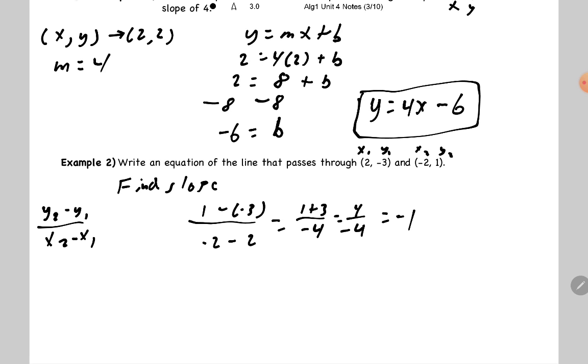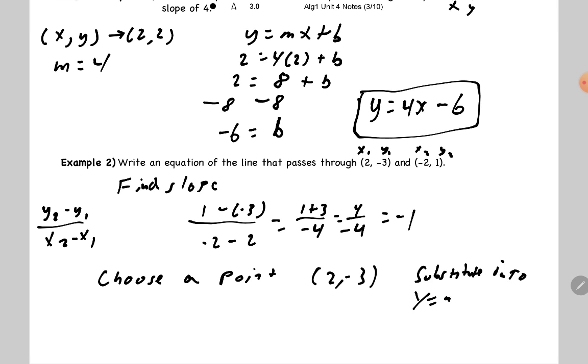Okay. And now that I have my slope, let's find our y-intercept. So you can choose any of the points given to you. So you can use the first one or the second one, it doesn't matter. So choose a point. I'm going to choose, I don't know, let's choose the first one. Doesn't matter. Okay. And then substitute into y equals mx plus b.